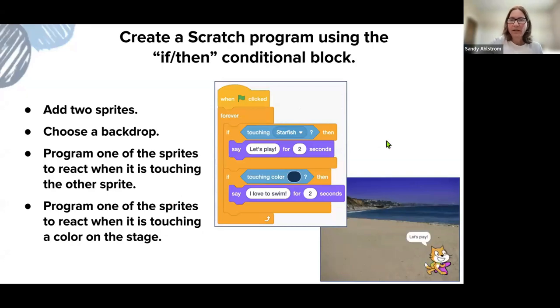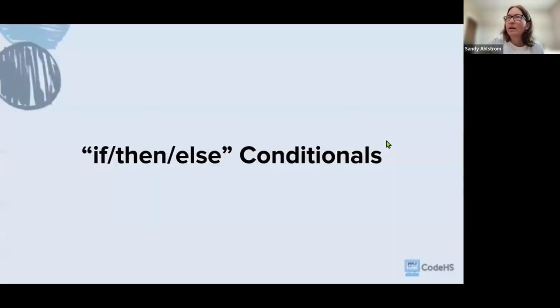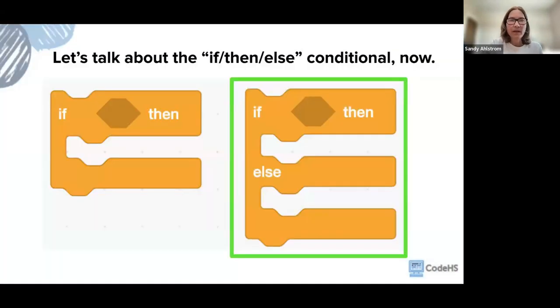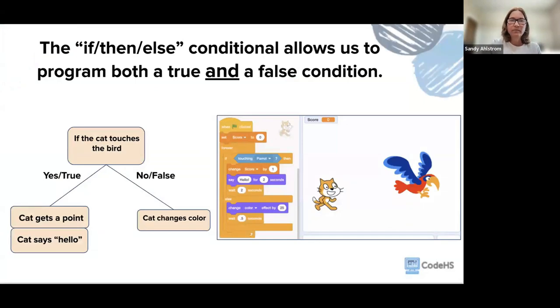All right, so let's go ahead and continue. The next one I want to look at is the if then else. This is the second of the conditional blocks in Scratch. What this does is allow you to program either way, if it's true or if it's false. One thing happens or the other. It takes one path or the other.